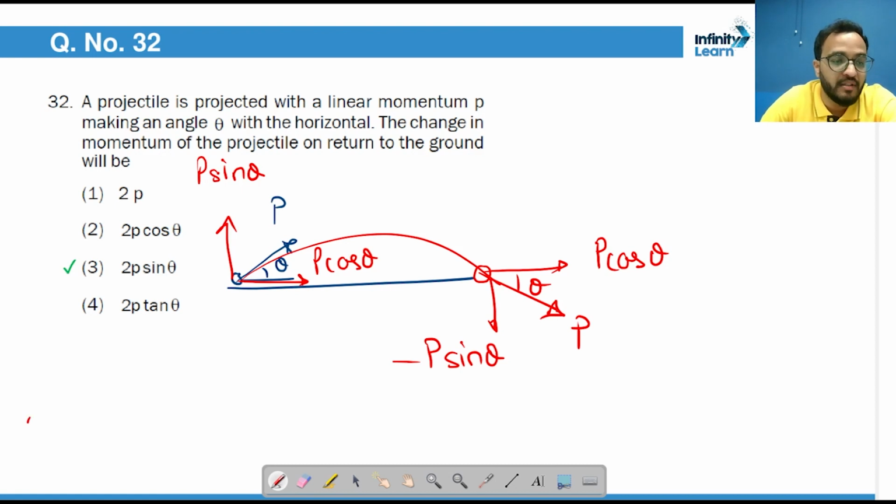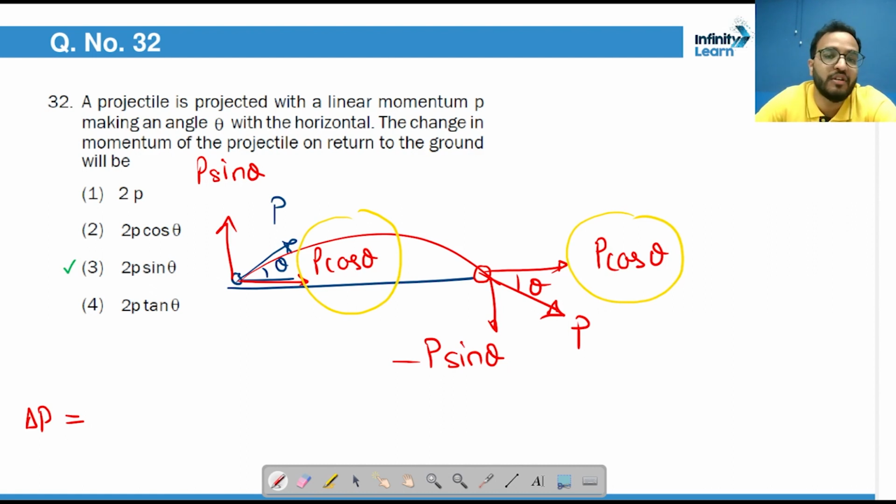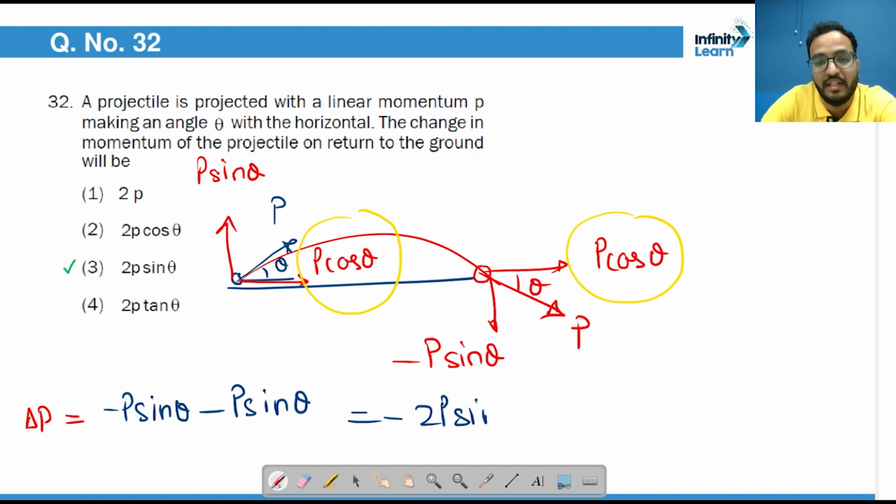So when you are asked to find the change in momentum, obviously horizontally there is no change, yes or no? P cos theta and P cos theta horizontally it is not changing, but it is changing only in the vertical direction. How much is that? Final momentum minus initial momentum. So the answer will be minus 2P sin theta, or magnitude wise you can say 2P sin theta, right?